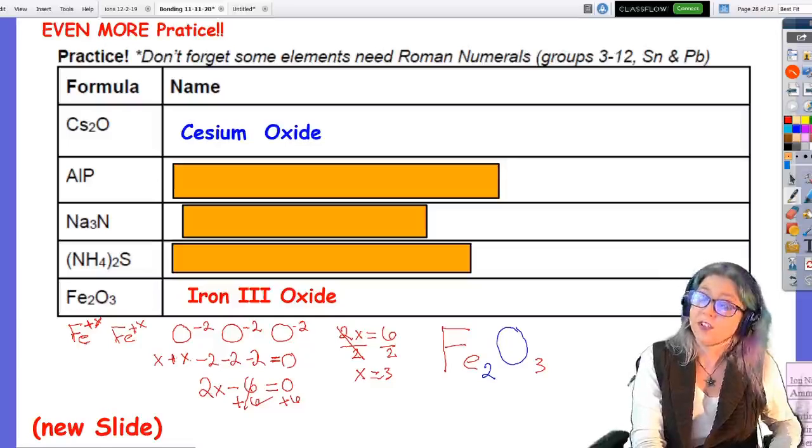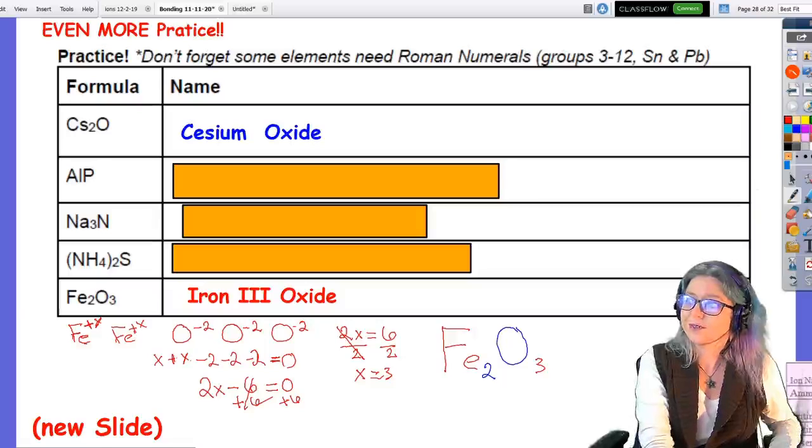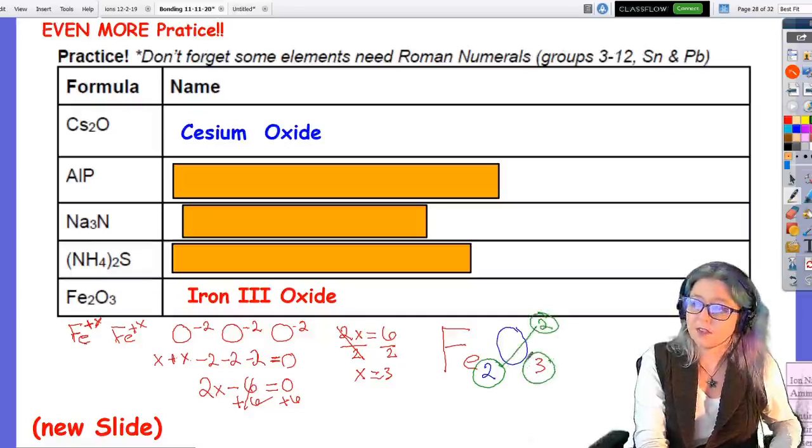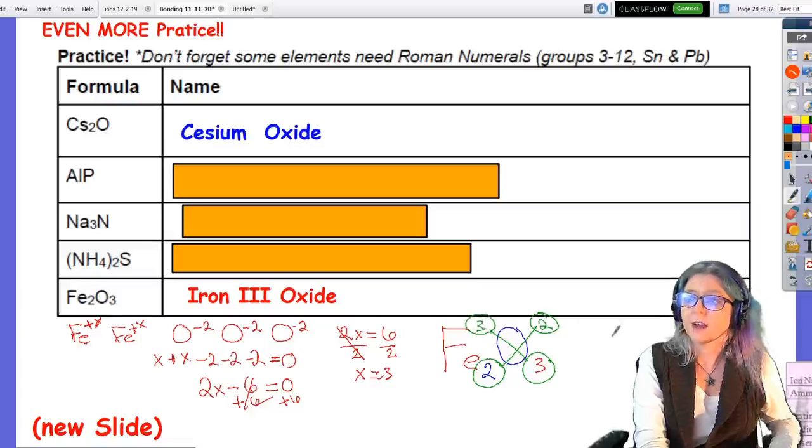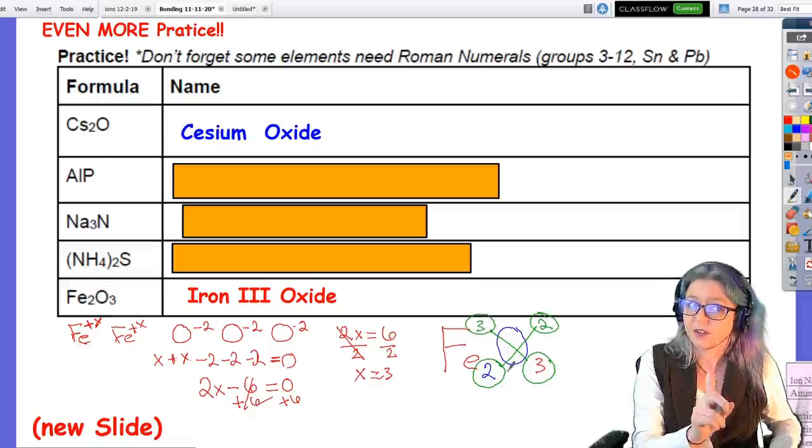Well, we just learned about the crisscross rule to balance. We can do the reverse crisscross to unbalance and find our charges. Now, this does not always work. So if I take the subscript on my iron and make it the charge for my oxygen, and maybe take the subscript for my oxygen and make it the charge for my iron, we're not sure yet if this works or not.